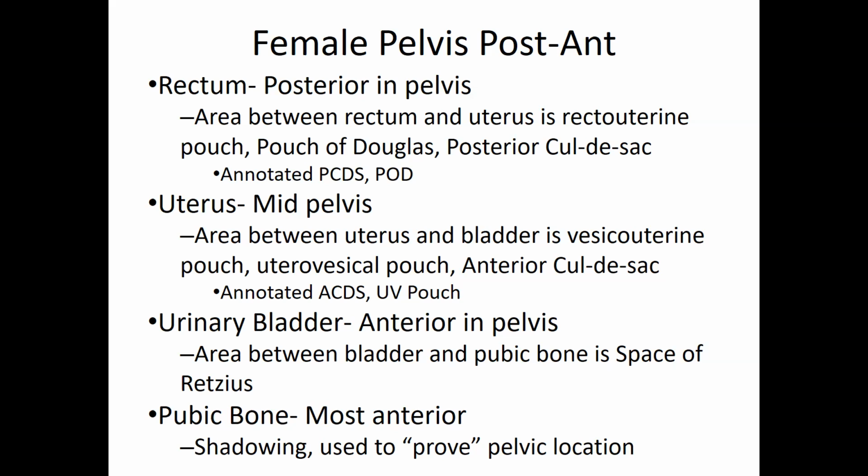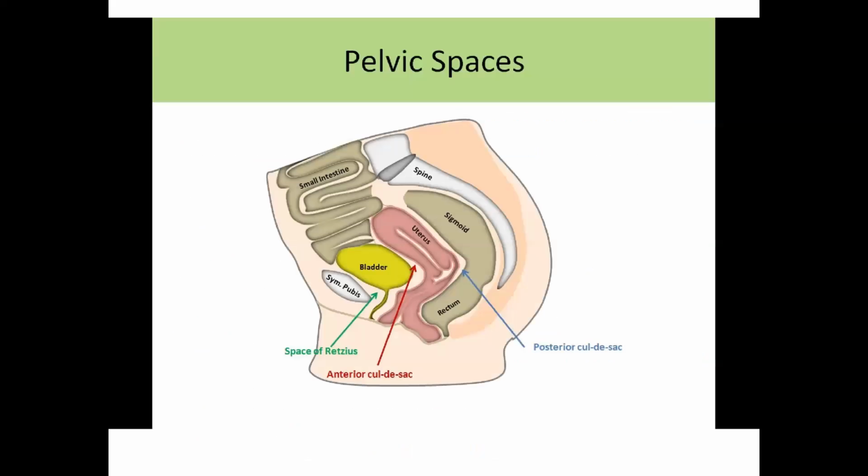And then the most anterior and inferior is going to be the pubic bone. And it's this very dark shadowing thing. When we get into scanning kidneys next week, we'll look at this. This is kind of how you prove that you're at the bladder region, even though you don't see a bladder. But it's kind of an area that we use to kind of prove location.